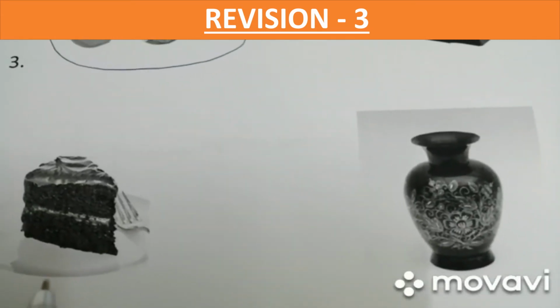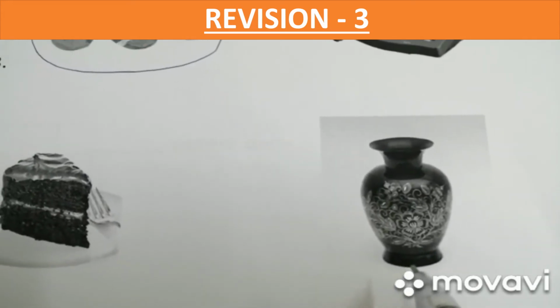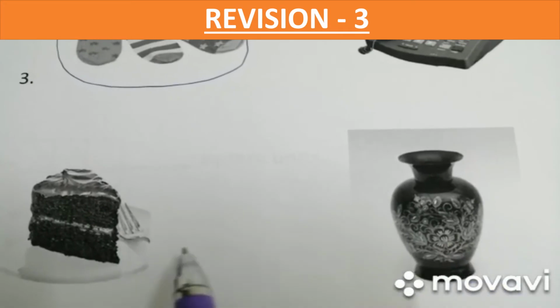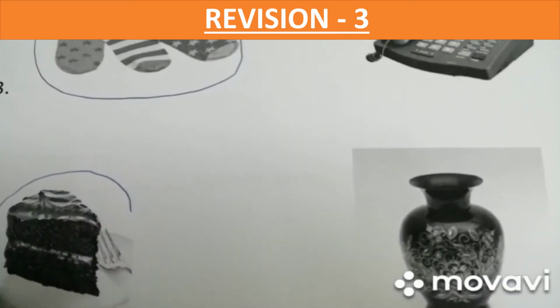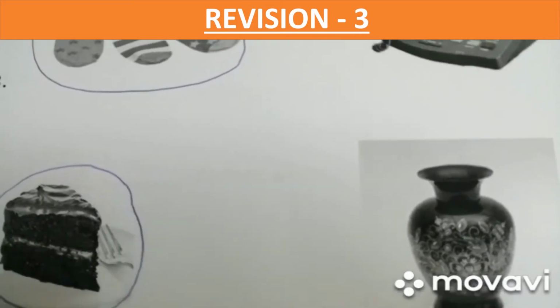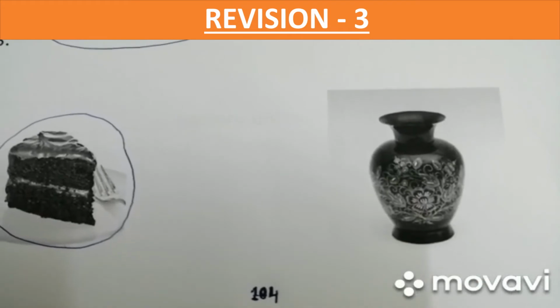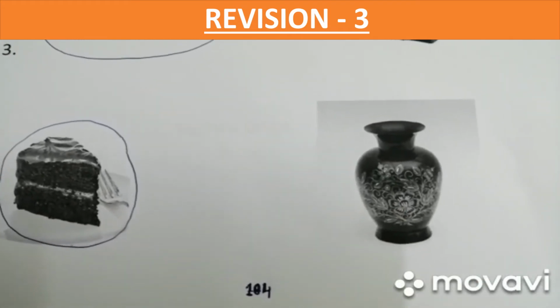This is a piece of pastry. And what is this? This is a flower vase. So whose weight is light? Is it this one or this one? Very good. A piece of pastry, its weight is much lighter than this. So this was all about page number 104. So let us continue. We will do the next page, 100.